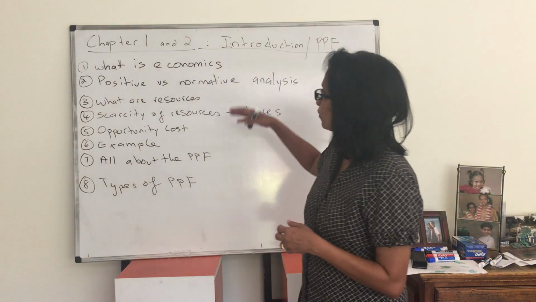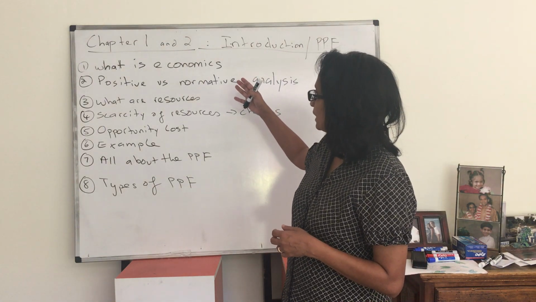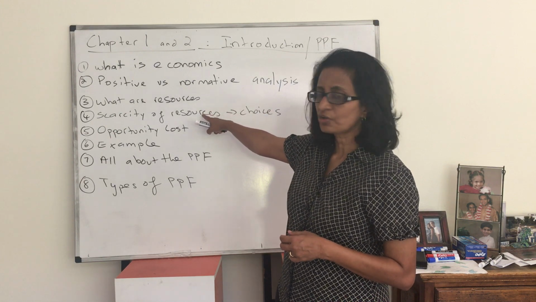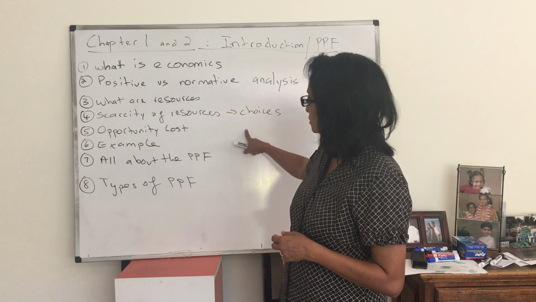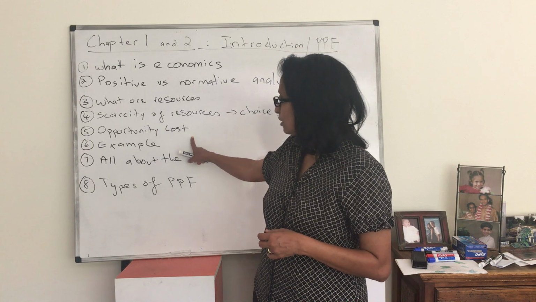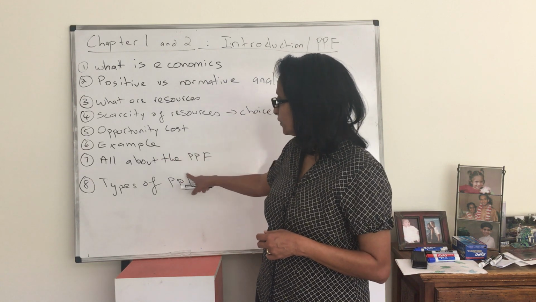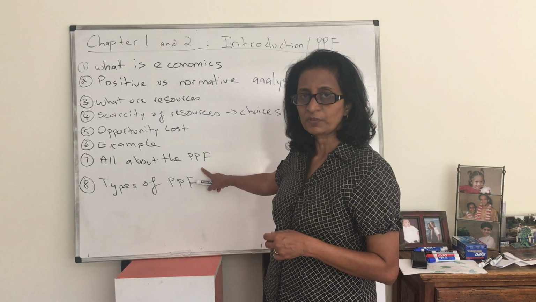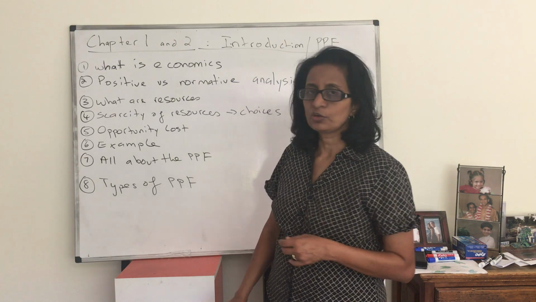I'm going to first talk about what is economics, then positive versus normative analysis. Then what are resources, scarcity of resources and choices, and opportunity costs. I'm going to define them, we'll do an example, and we're going to talk all about the graph. It's going to be called PPF. I'll explain that when we get there. And then we're going to do types of PPF.